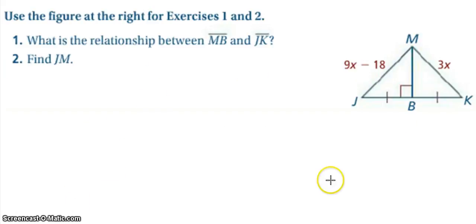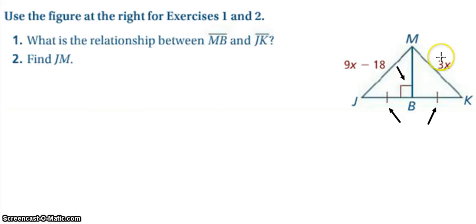So when we start here, we're being asked, what is the relationship between MB and JK? Well, MB is my vertical line here. JK is my horizontal, like the base of my triangle. So again, I see that we are perpendicular and that we have B being the midpoint, which means that we are bisecting. So we know that MB is the perpendicular bisector of JK.